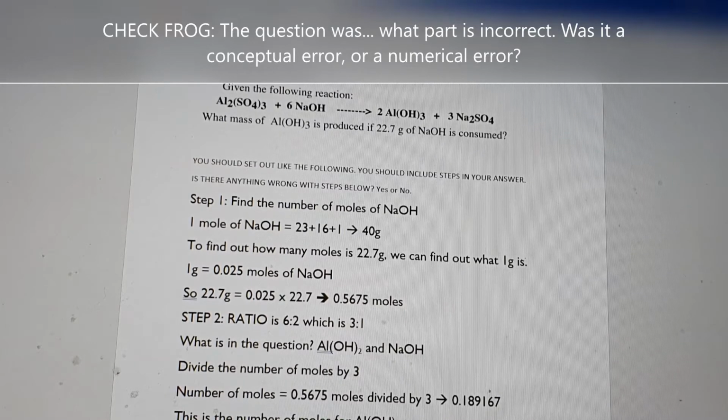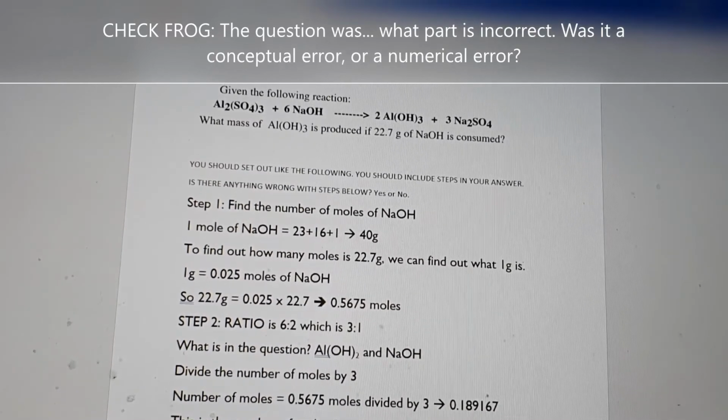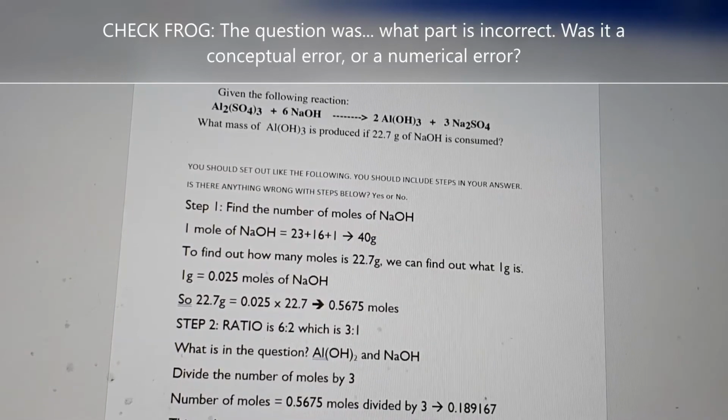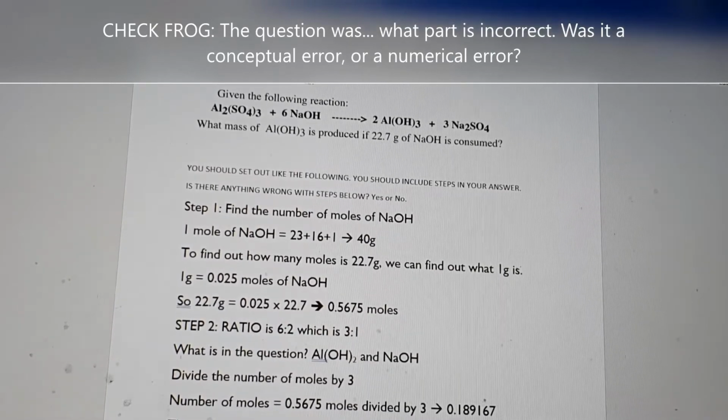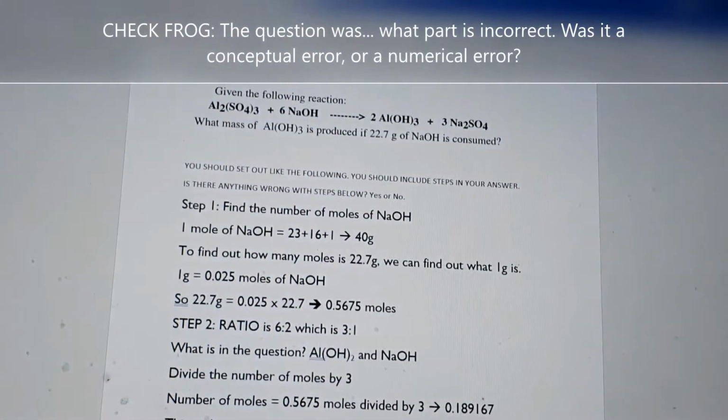Alternatively, you can work out what 1 gram is. So 1 gram is equal to 0.025 moles, and then you would times that by 22.7. So on the calculator, you should get 22.7 divided by 40, and you do get 0.5675. So that part is correct.